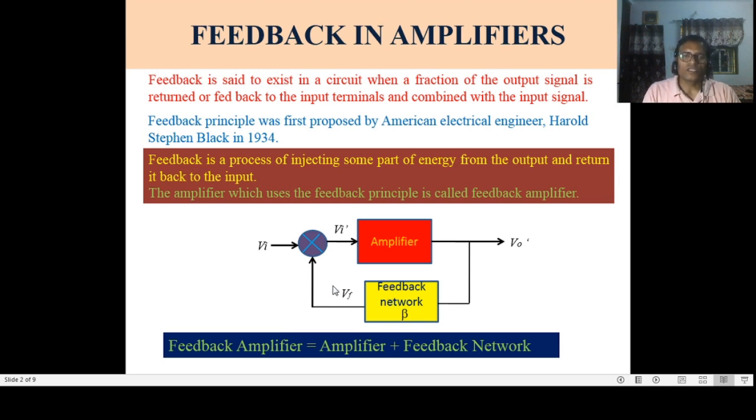So, this Vf amount, a part of the output Vo, is captured and again it is fed back to the input, so that it gets combined with the original input. The effective input becomes Vi dash. So, this new input Vi dash, which is the sum of Vi plus Vf, is amplified by this amplifier. So, this makes the feedback amplifier.